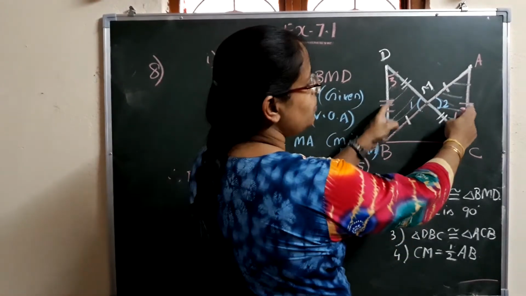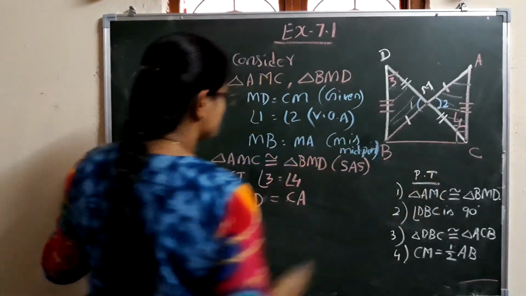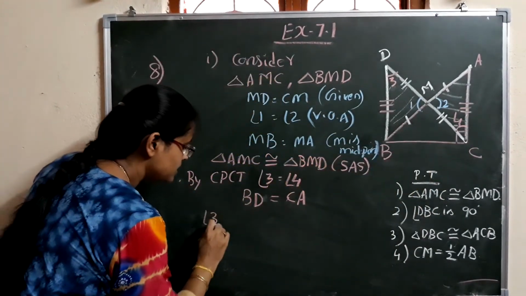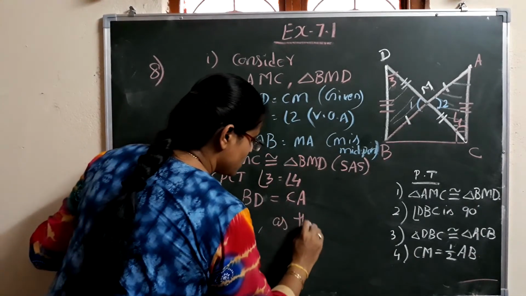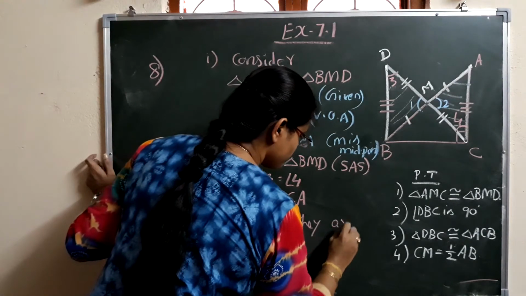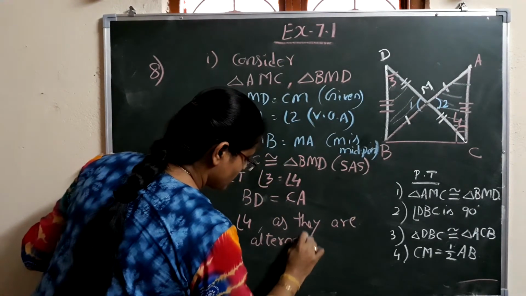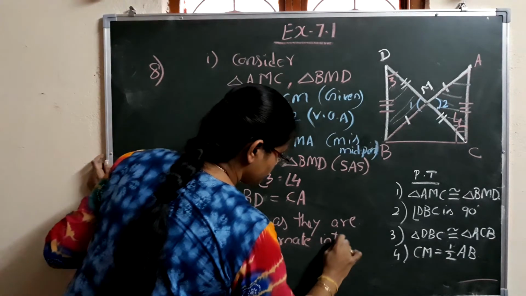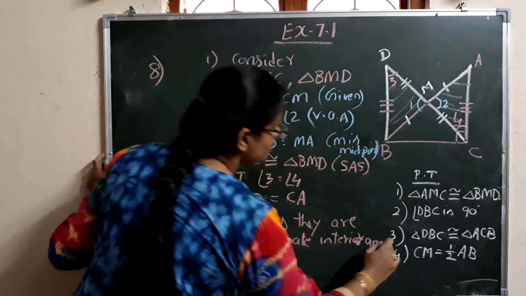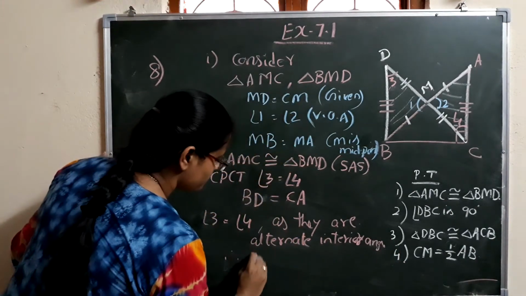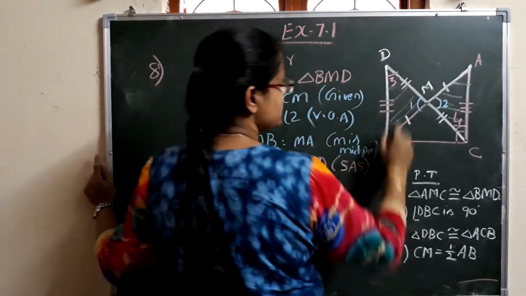Now, these two are equal and these two angles are equal. They both are alternate angles. This becomes as transversal. So, angle 3 is equals to angle 4 as they are alternate interior angles. So, can I say that BD is parallel to AC? BD is parallel to AC.